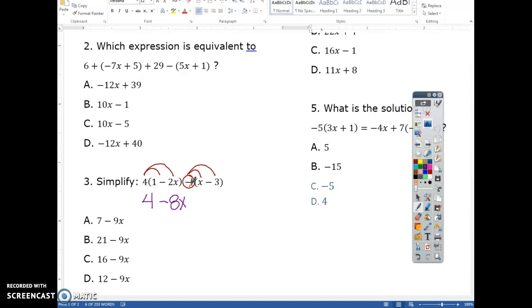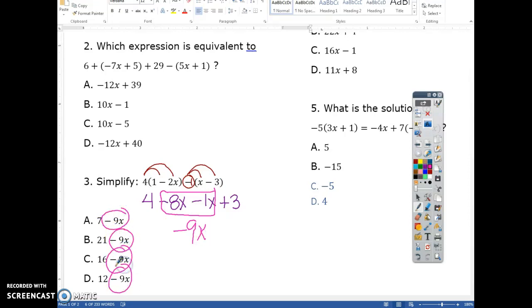The negative 1, when you multiply, is going to change the signs inside the parentheses. So negative 1 times x is negative 1x, and negative 1 times negative 3 is a positive 3. Okay, combine like terms. So I'm going to be combining the x's. Negative 8 minus 1 gives you negative 9x. And all of your answers have that negative 9x.